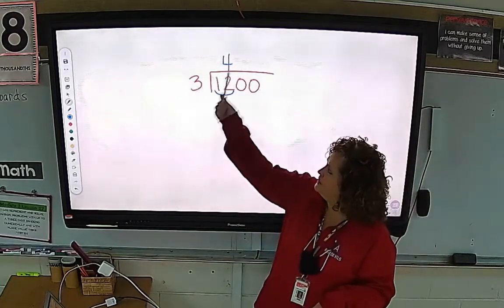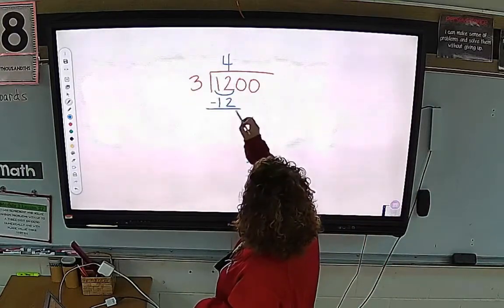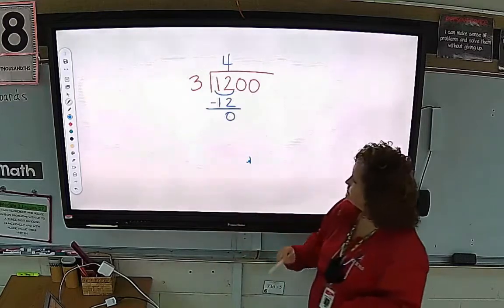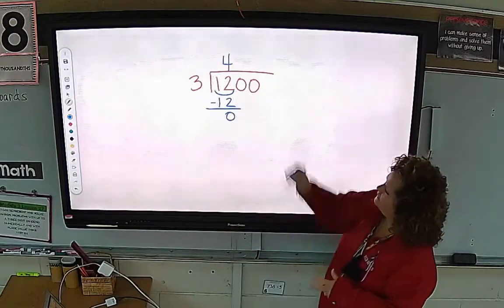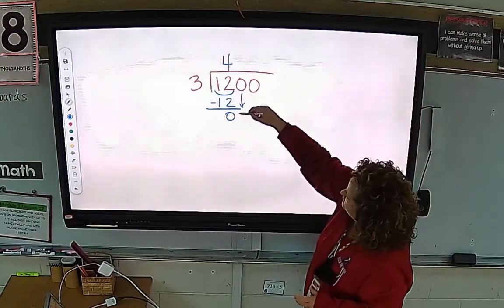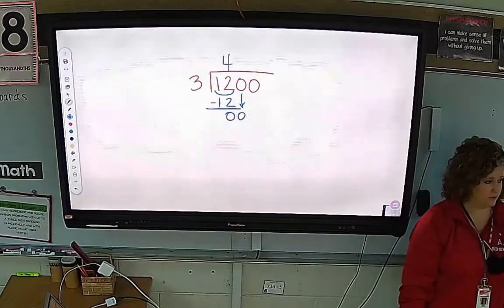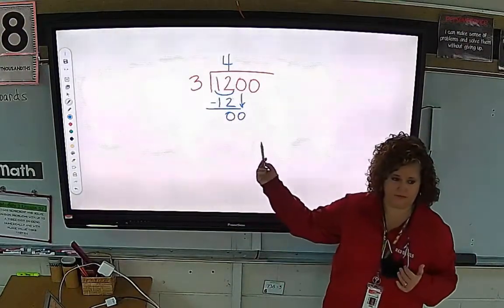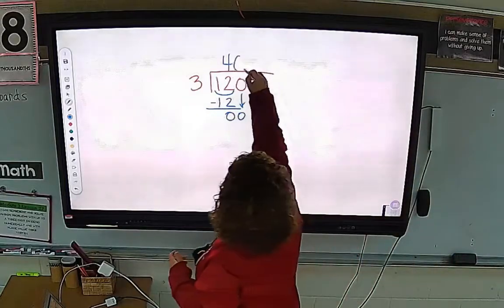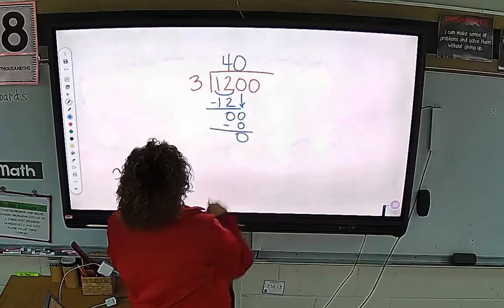All right. 3 times 4 is 12, and we subtract that. And then we bring the next 0 down. If you don't bring those zeros down, sometimes you are going to wind up with the wrong answer. Okay, how many 3s can I get out of 0? 0. 3 times 0 is 0, and subtract that.